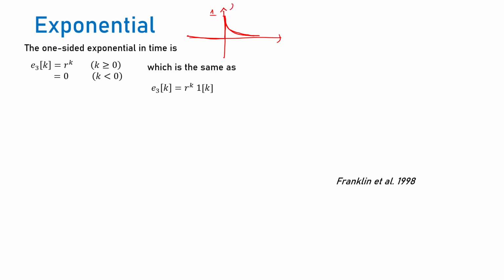So this is supposed to be E3 of k. We can also rewrite this form as R to the k, just a normal exponential function, but then we multiply by the step function. The step function will suppress this part to be 0.